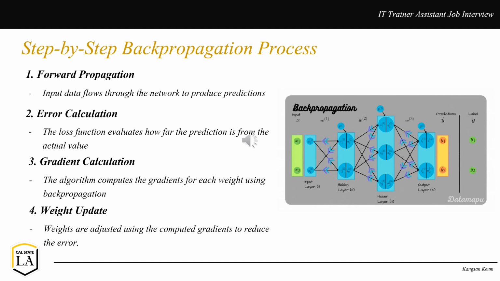Last part is weight update. The gradients are used to update the weights, moving the network in the direction that reduces the error. This process is repeated thousands or millions of times as the network learns. Over time, the weights settle into values that minimize the cost function, allowing the neural network to make accurate predictions.